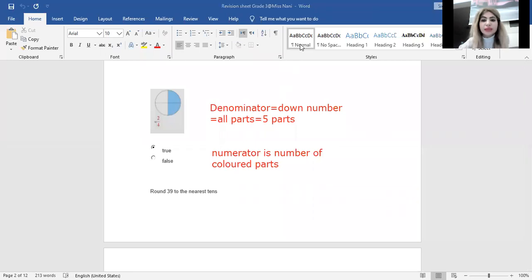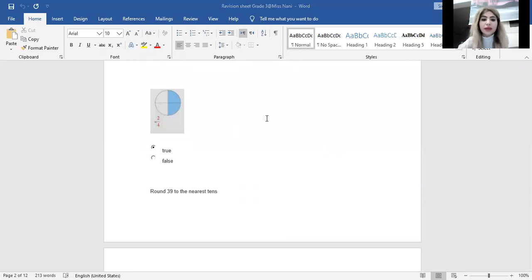Round 39 to the nearest tens. Okay, I'm going to round it. I want to round it to the nearest tens, so I have to look at the ones digit. What's my ones digit here? My ones digit is 9. 9 is a strong number. So it will give the 3, the tens digit, 1. So 3 plus 1 equals 4. And the 9 will go back home and bring back 0. So my answer is 40.